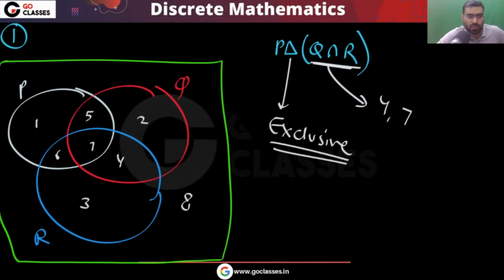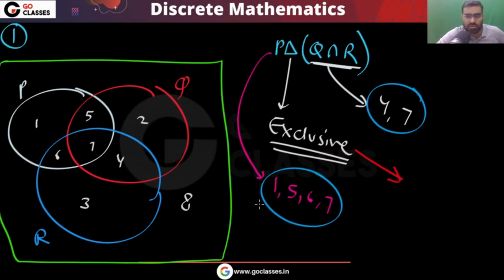This means exclusive. What is P? P has 1, 5, 6, 7. So finally, what are the exclusive areas? Tell me. This area, exclusive this area. What are the exclusive areas in these two?